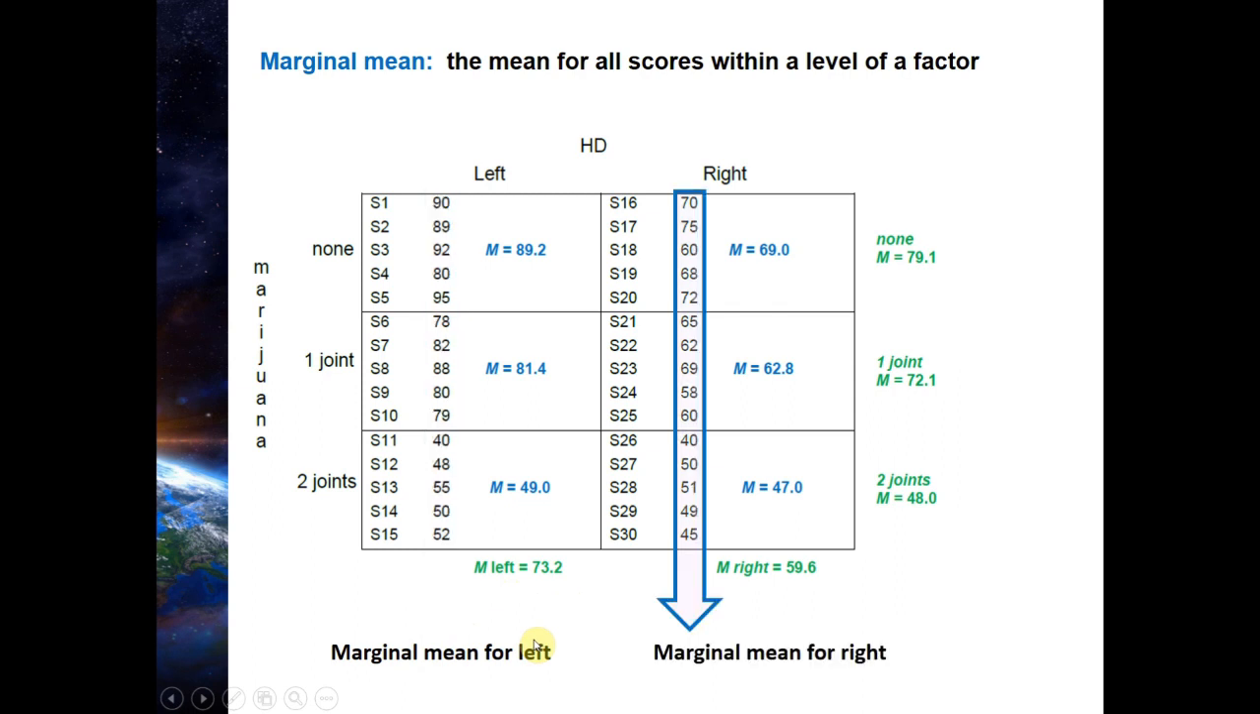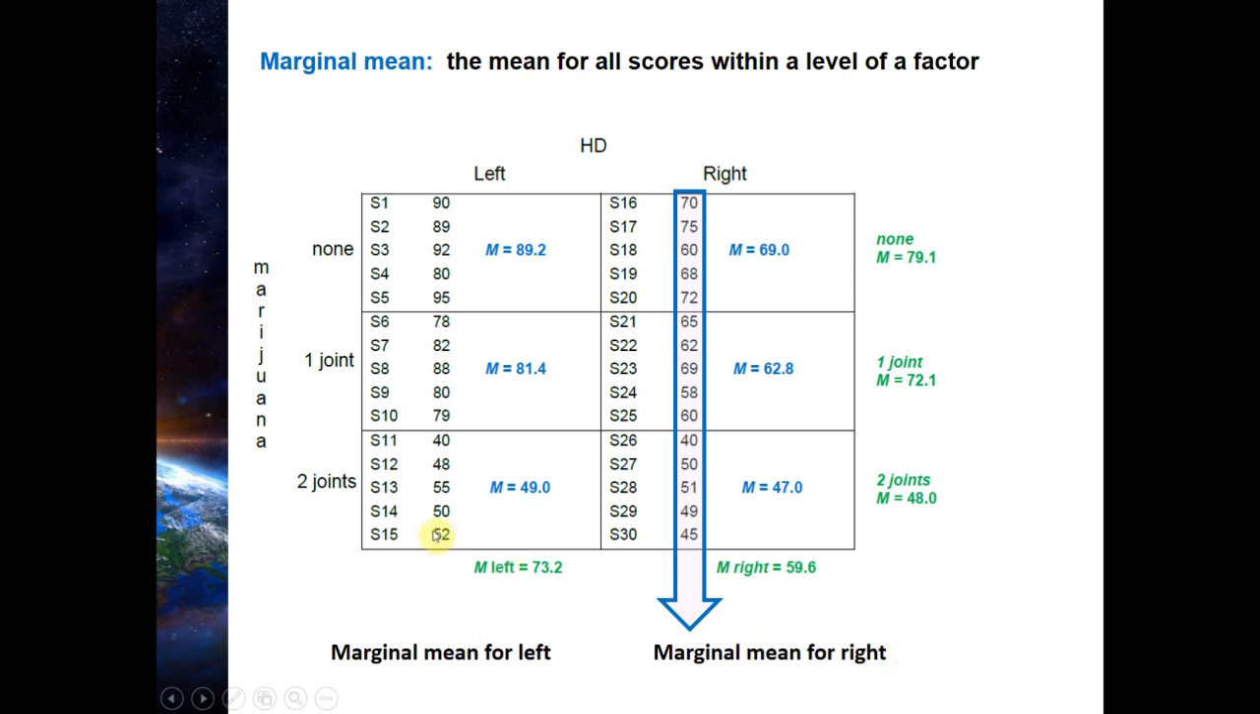Once we have that, then we move over to the right group. And again, it's the mean of all these scores in the column because right is represented by a column. So you're going to ignore anything to do with marijuana. It's like it doesn't exist. So you're going to just take the mean of all these scores and get the marginal mean for right.